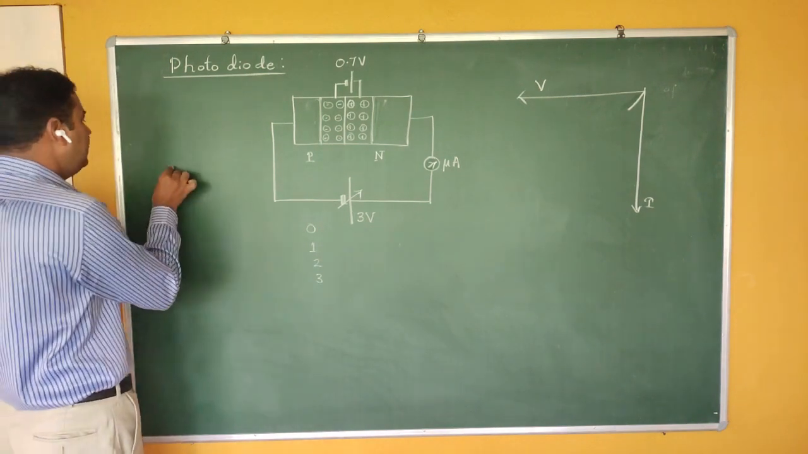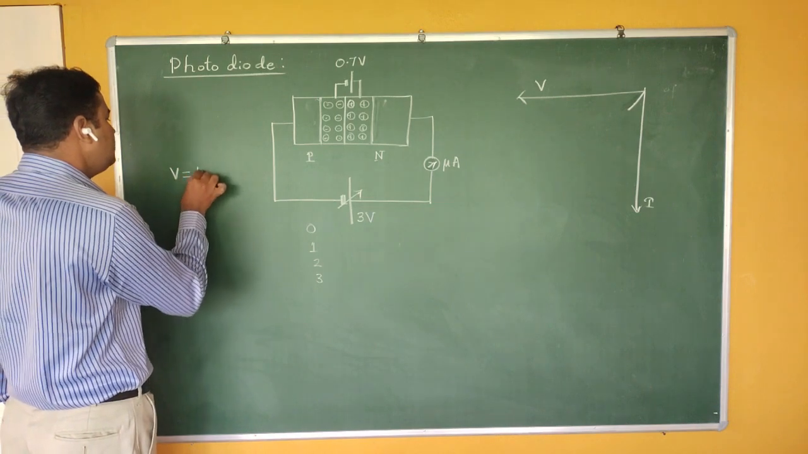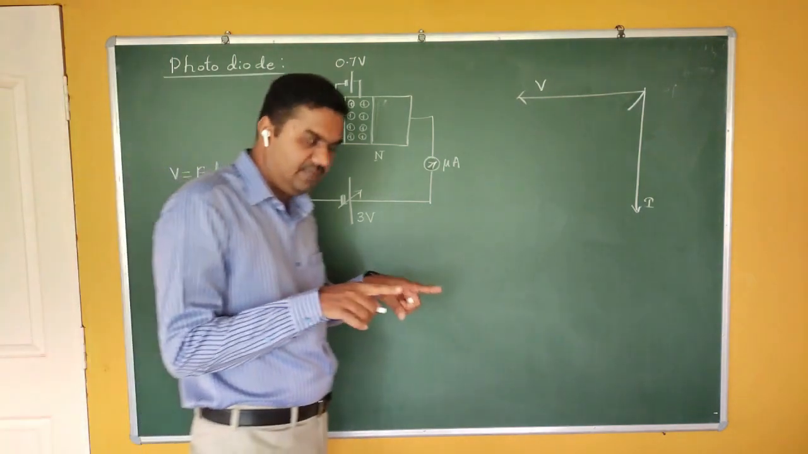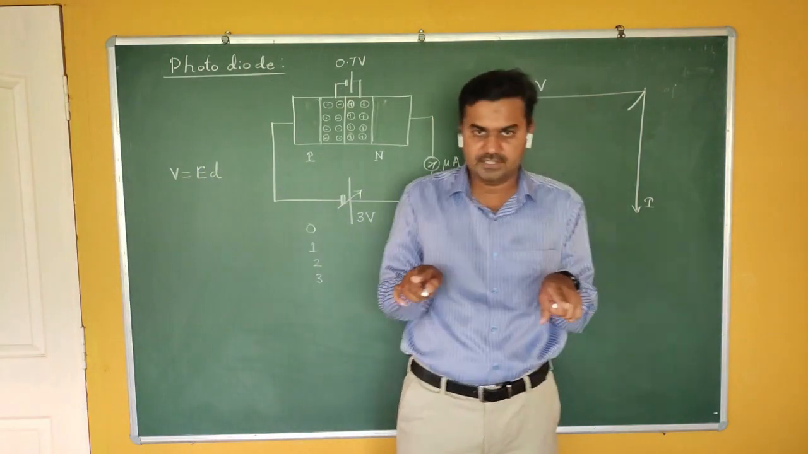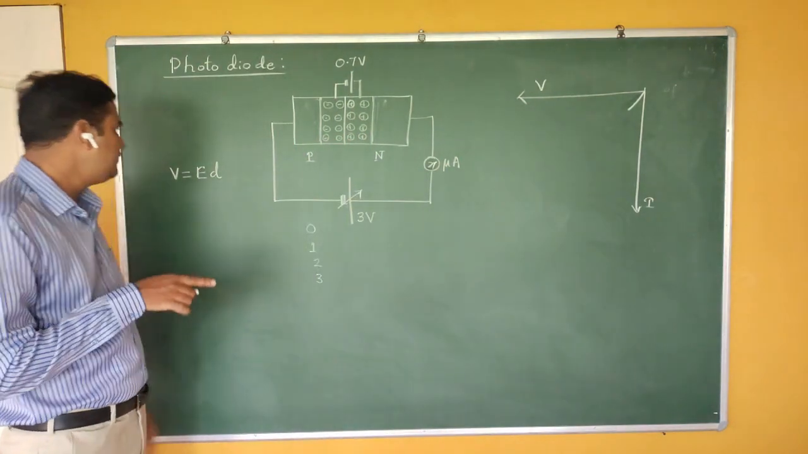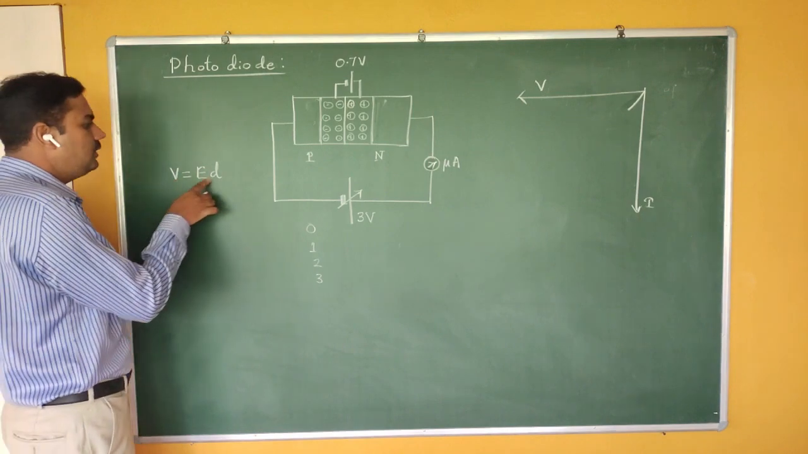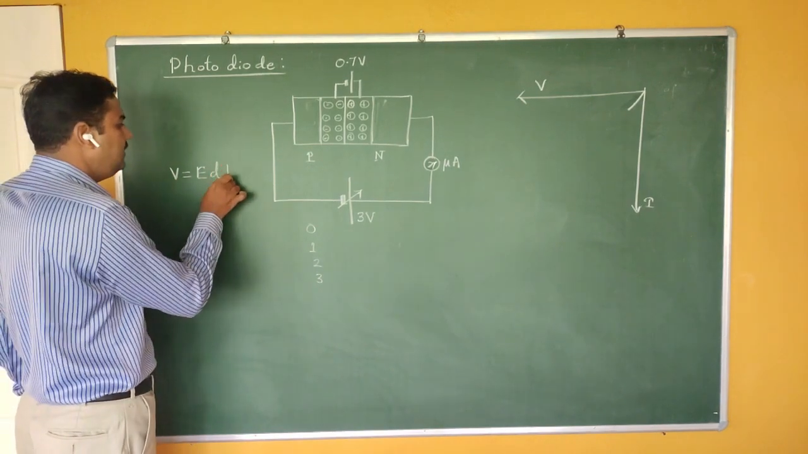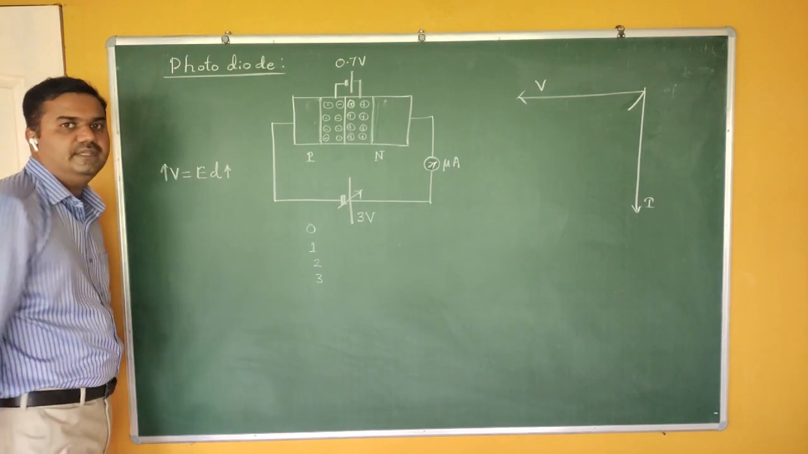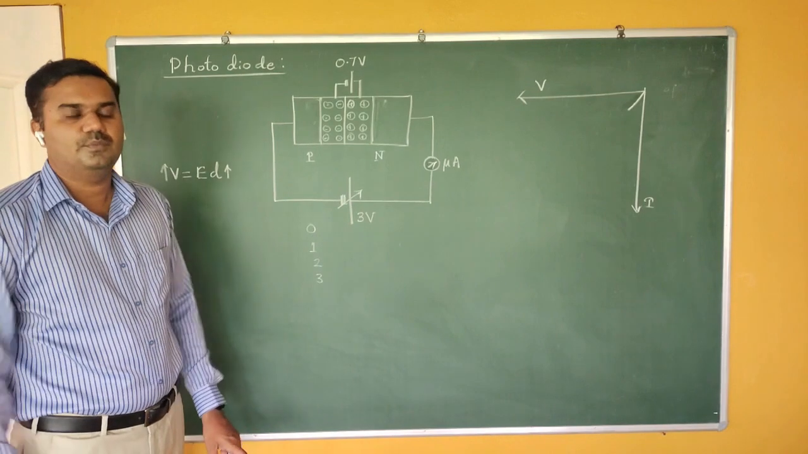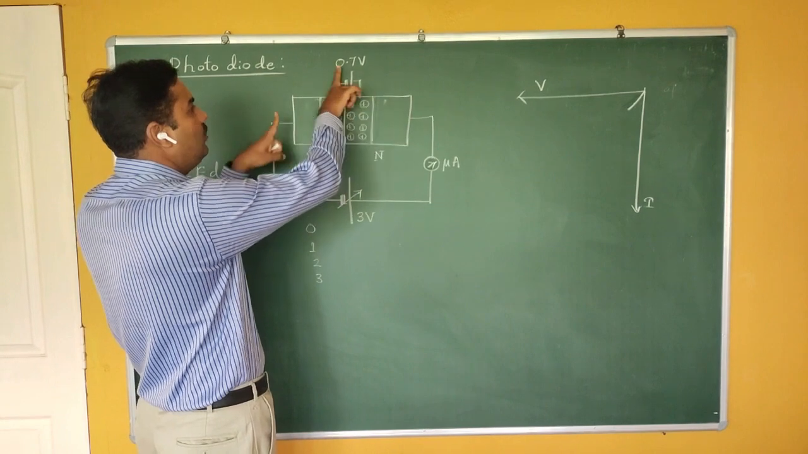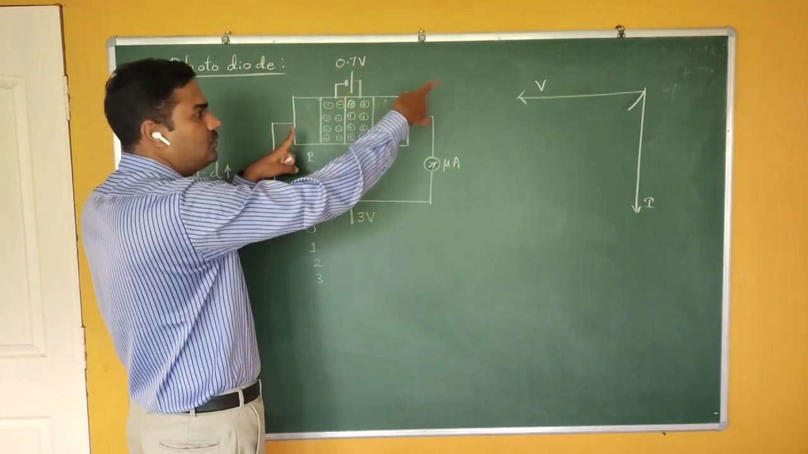If the barrier width increases, what is the relation between potential, electric field and distance? If E is the electric field, V is the potential difference between the 2 points, and D is the distance between the 2 points, then V is given by V equals E into D. So if D increases, automatically your V also increases. So your potential starts increasing. 0.7 becomes 1 if the process goes on continuously.